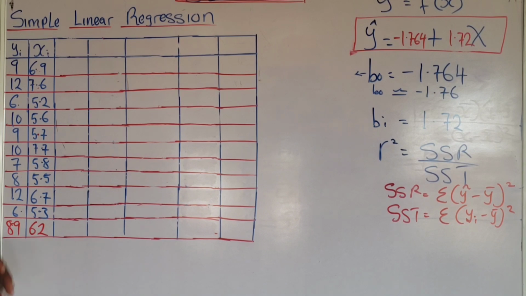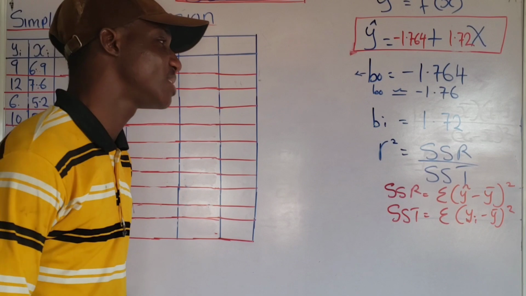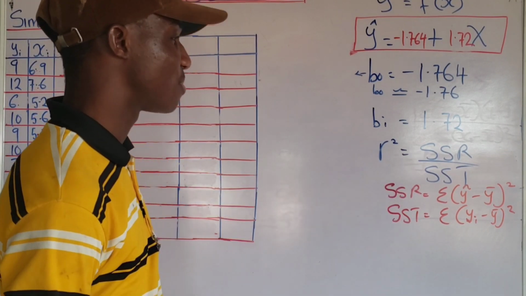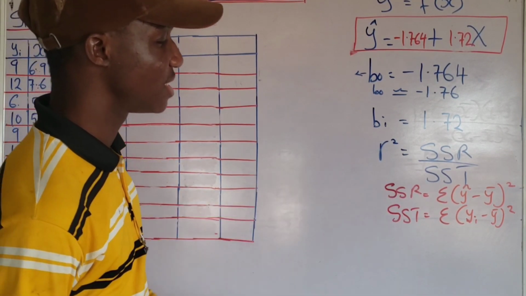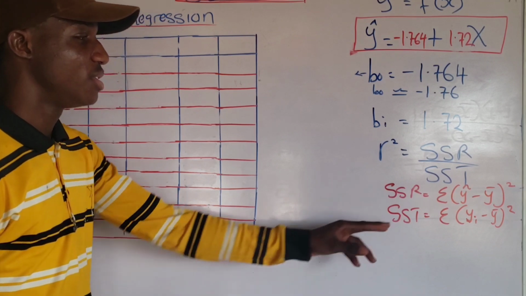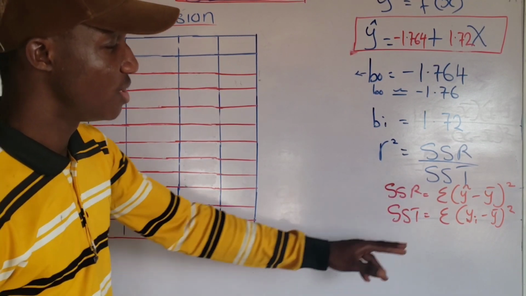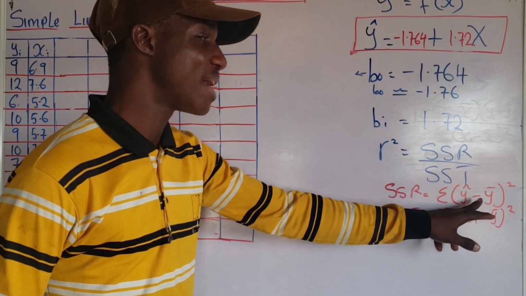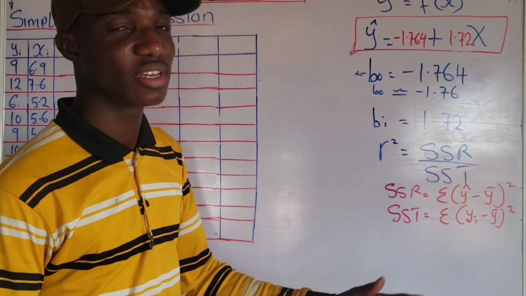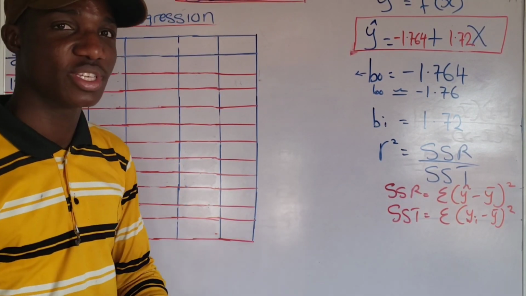So now, how do we calculate the R squared? R squared is given by this formula, SSR all over SST, as already stated before. This is the formula for SSR, which is the sum of square due to regression. This formula is predicted value of y minus the mean value of y, squared. Their summation will give us the sum of square due to regression.